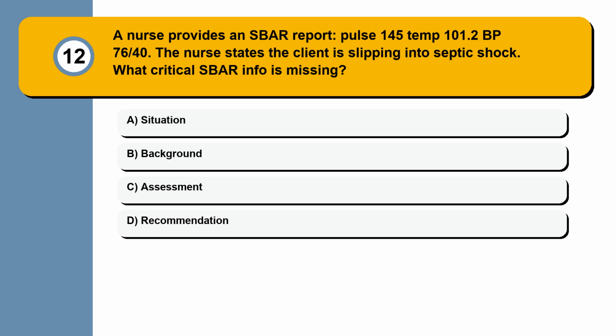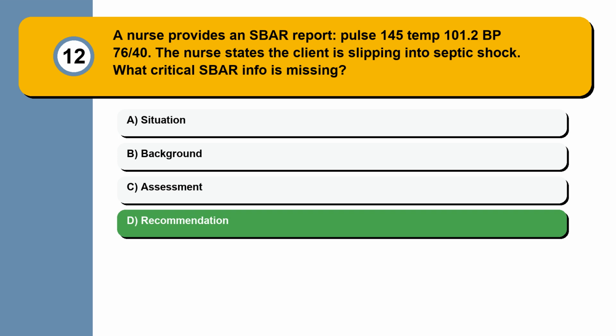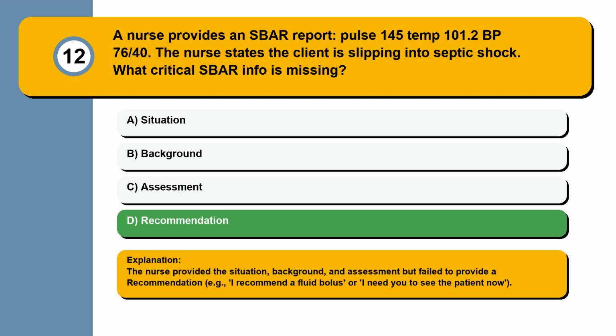Question 12. A nurse provides an SBAR report: pulse 145, temp 101.2, BP 76/40. The nurse states the client is slipping into septic shock. What critical SBAR info is missing? Situation, background, assessment, recommendation. The nurse provided the situation, background, and assessment but failed to provide a recommendation. Example: I recommend a fluid bolus, or I need you to see the patient now.